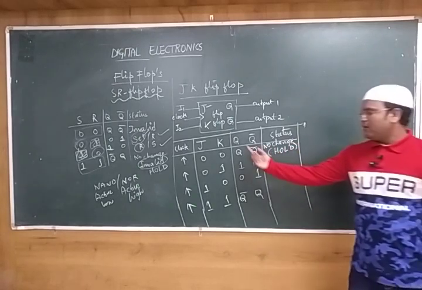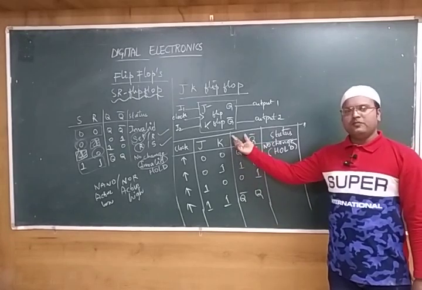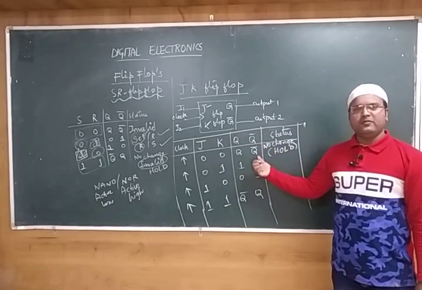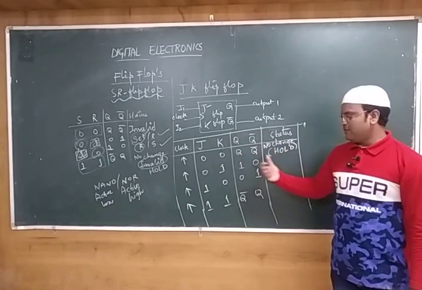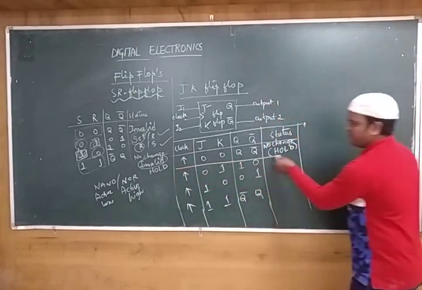So when the output is Q, again it is Q bar, Q only, right? As you can see here, the output is not changing. Q is becoming Q itself. The complement Q bar is the Q bar itself. When both values are not changing, we write it as no change or hold. That's the first part we did.